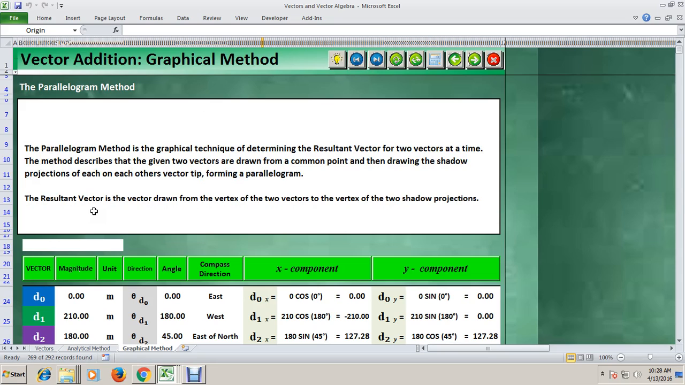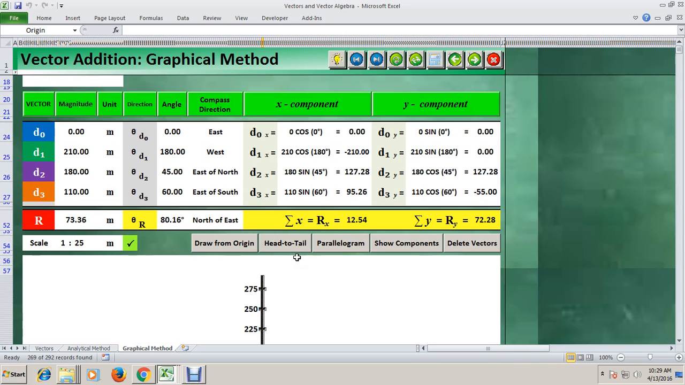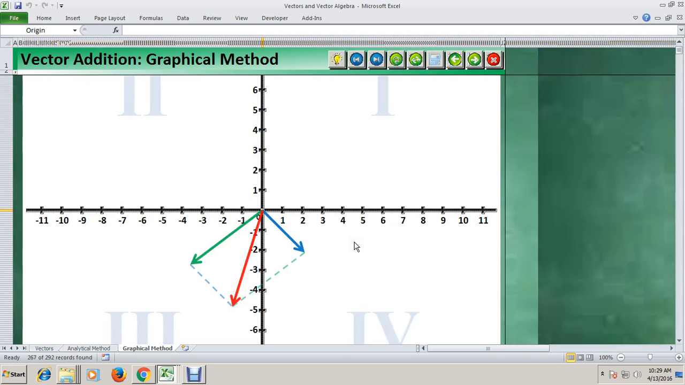Okay, so the parallelogram method. The parallelogram method is the graphical technique of determining the resultant vector for two vectors at a time. The method describes that the given two vectors are drawn from a common point, and then drawing the shadow projections of each other's vector's tip, forming a parallelogram. The resultant vector is the vector drawn from the vertex of the two vectors to the vertex of the two shadow projections. So let's have an example of the parallelogram method.